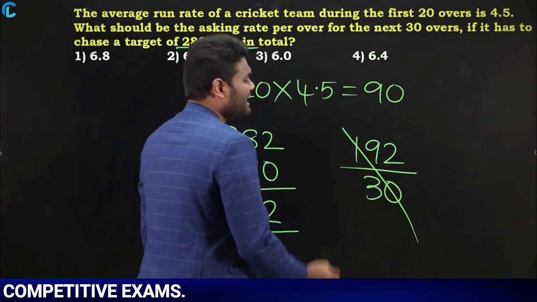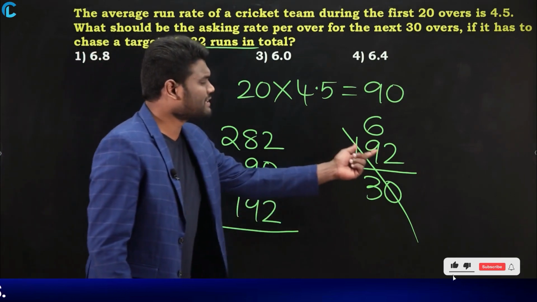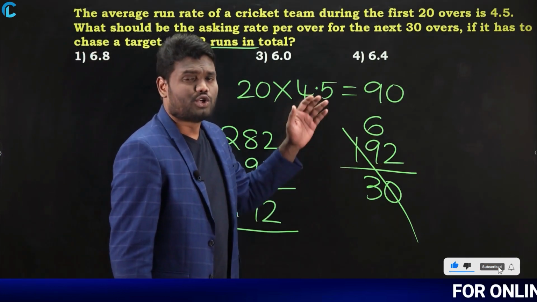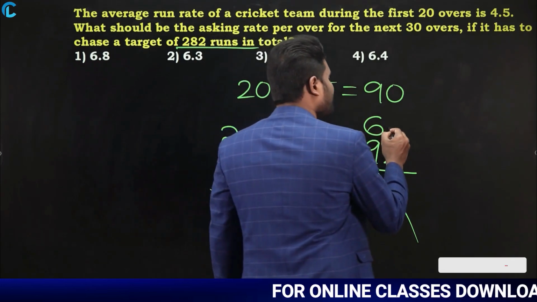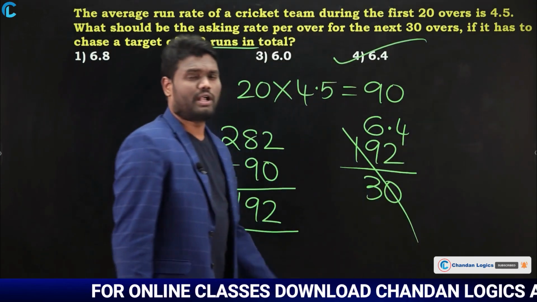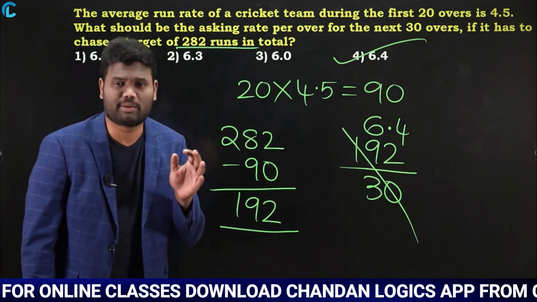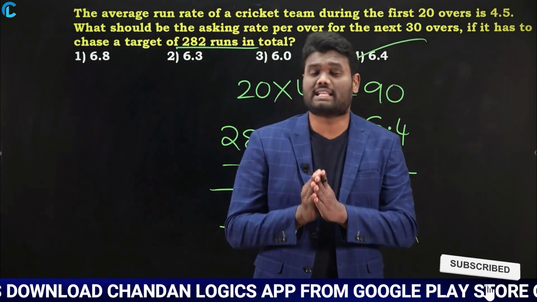So cancel it. 6 times 30 is going to be 180. Yes or no? After that you are left with 12 remainder. 12 by 30 is same as 2 by 5. So 2 by 5 is nothing but 0.4. So we can say that required run rate is going to be 6.4 runs per over. Very simple questions. These type of questions come in examination.